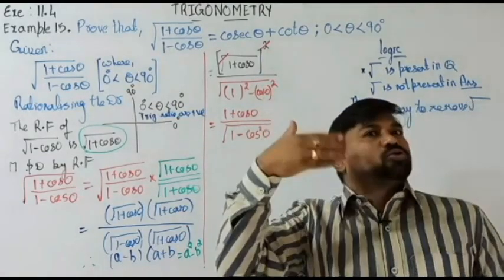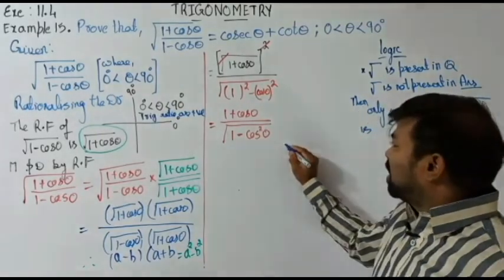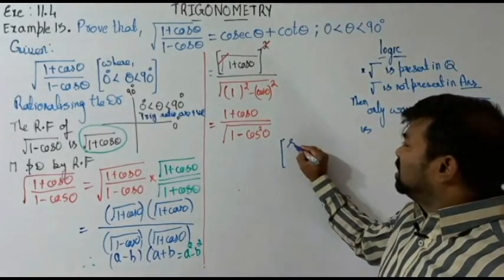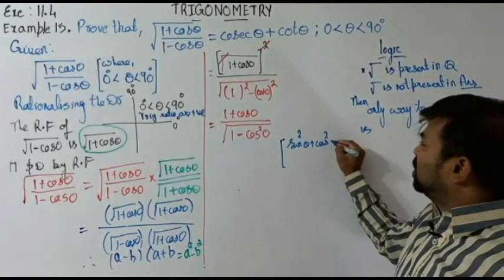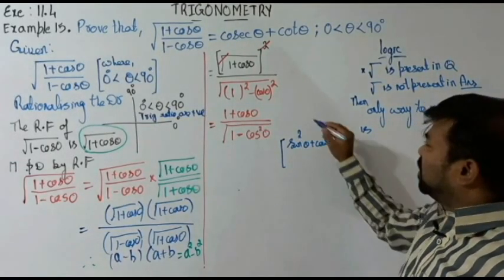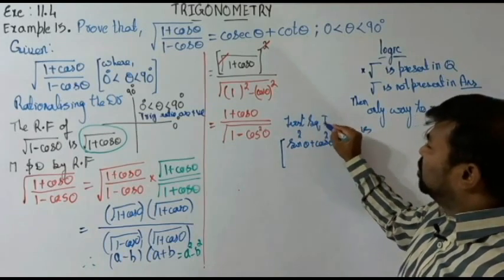Now you recapitulate all the square identities, right? According to the square identity, sin square theta plus cos square theta is equal to 1. This is the first square identity. You know that. Right.